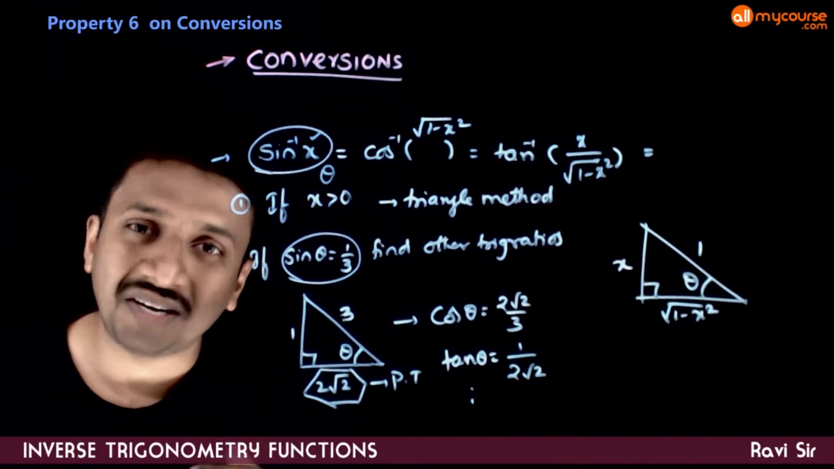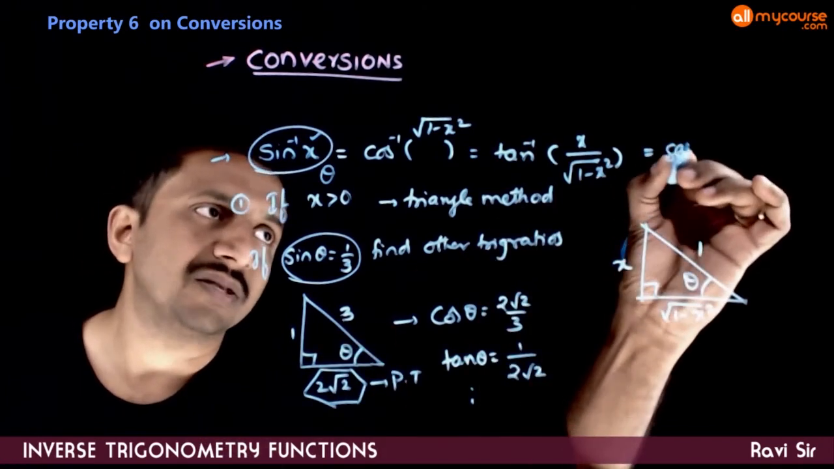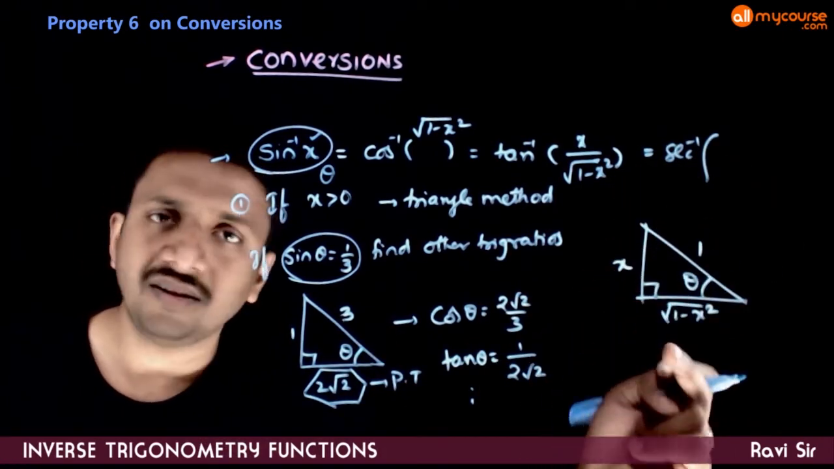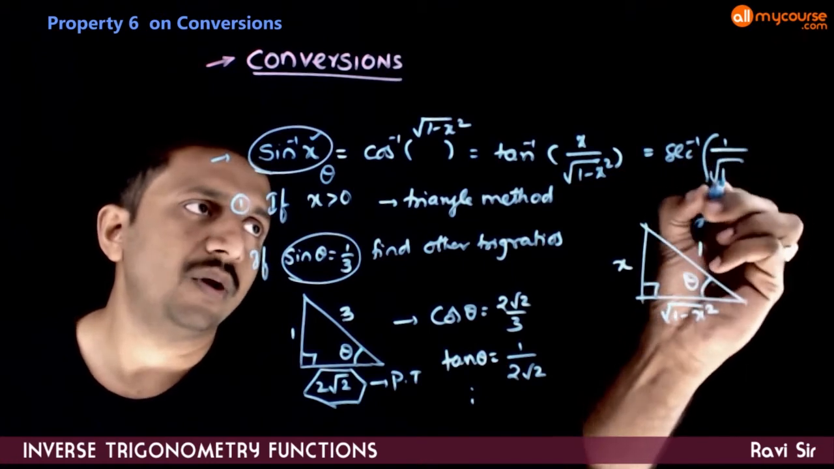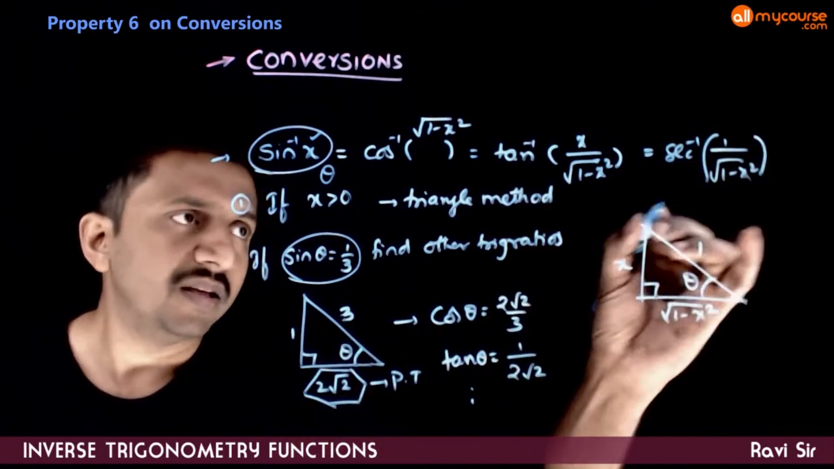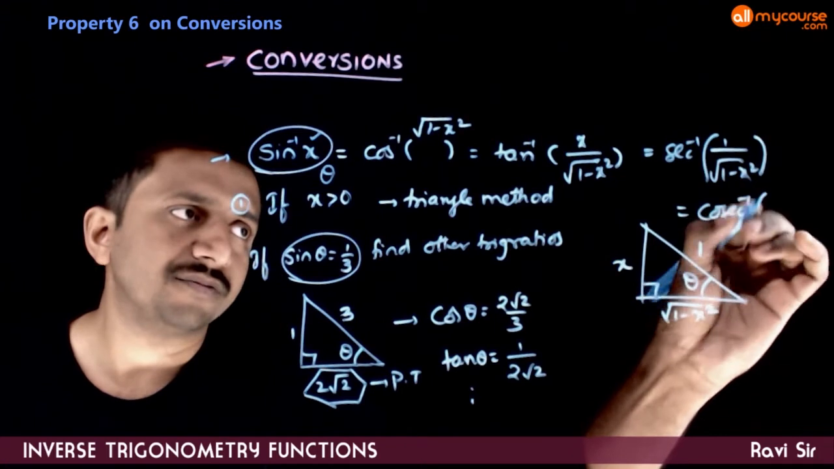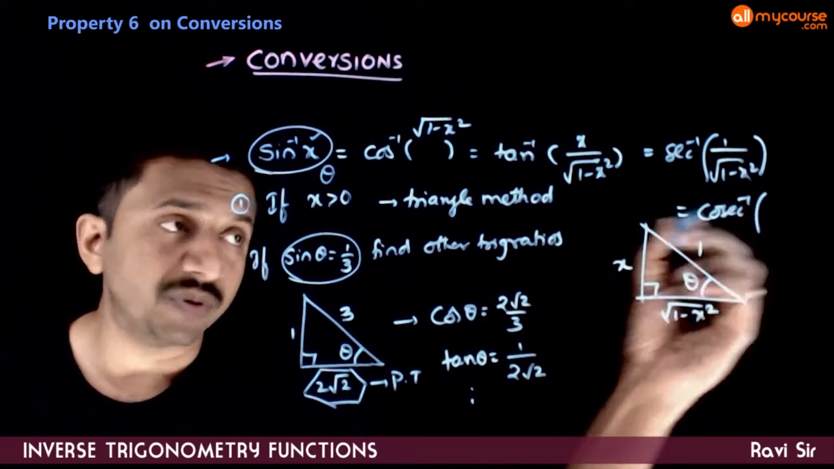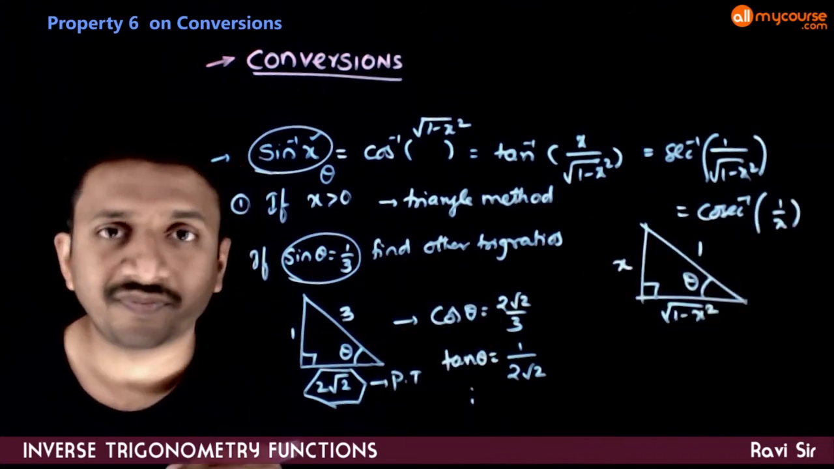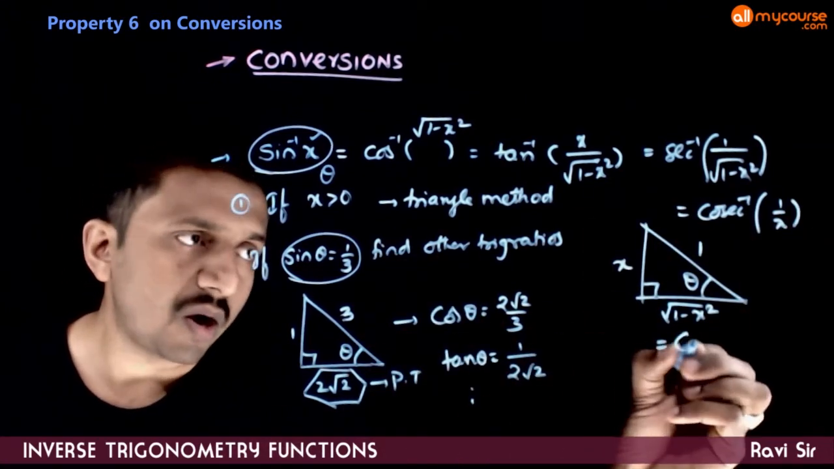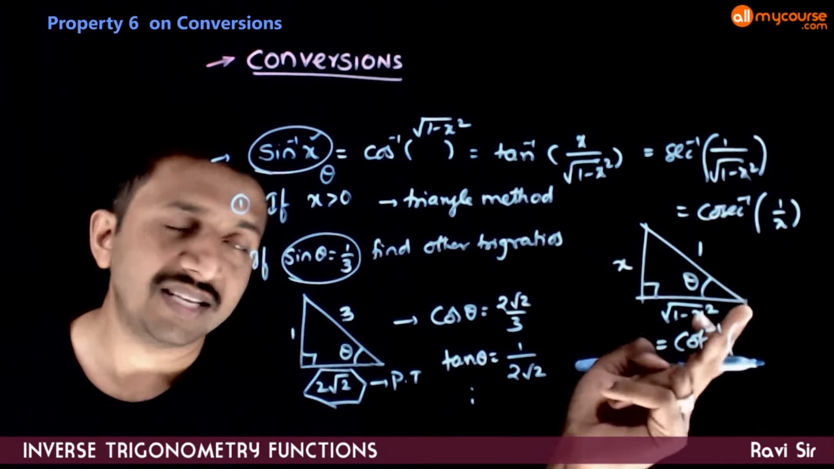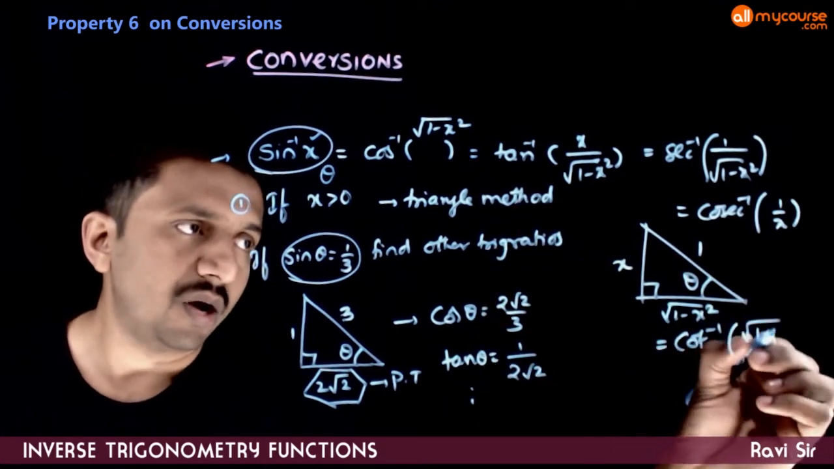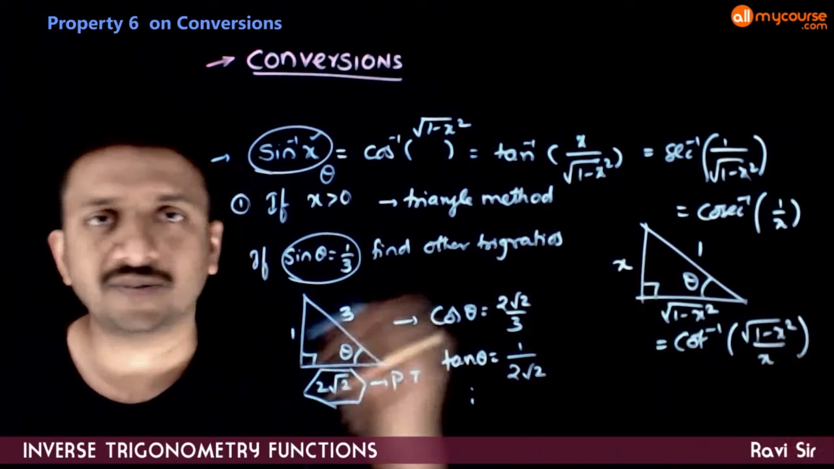And if you want to convert into others, secant inverse of hypotenuse by adjacent side, 1 by root of 1 minus x square, is equal to cosecant inverse of hypotenuse by opposite side, 1 by x, is equal to cot inverse of adjacent side by opposite side, root of 1 minus x square by x.